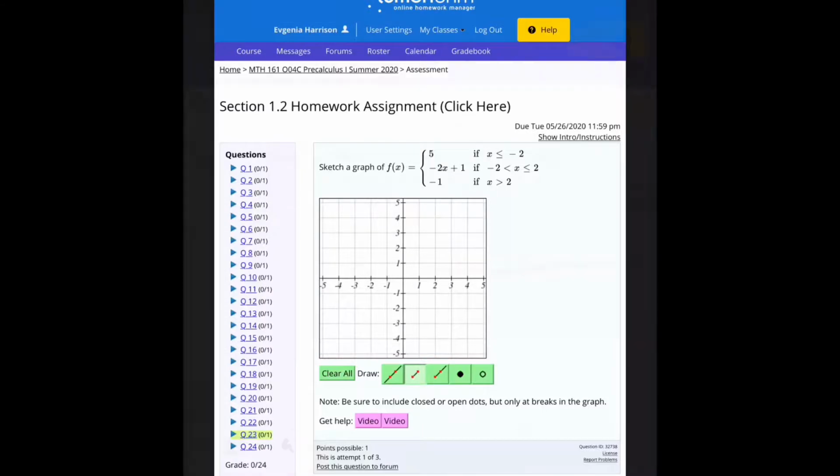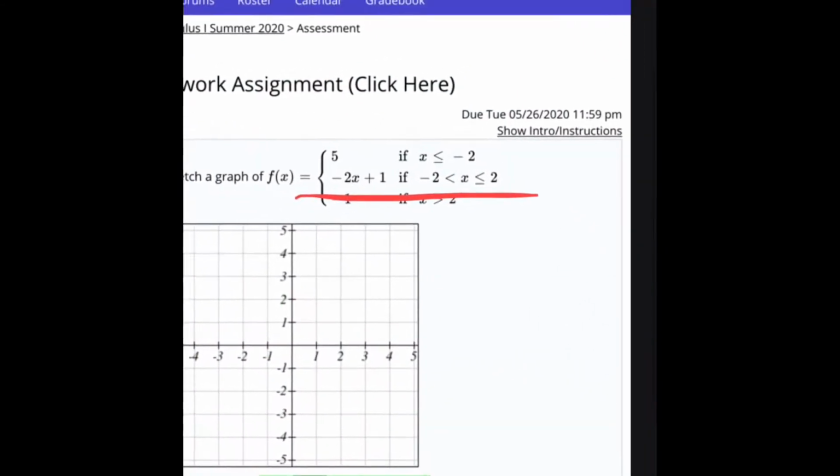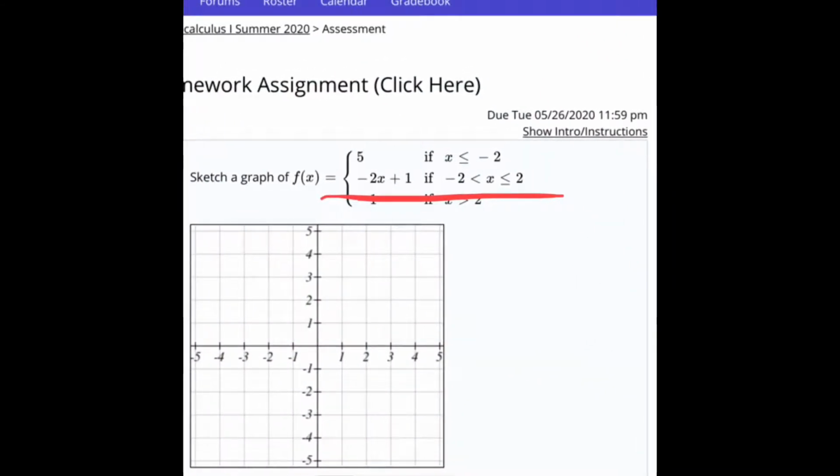Now let's take a look at the middle piece. That will be a line segment since x values go from -2 to 2. In order to graph the line segment, you will have to substitute each endpoint into the expression. Let's start with -2. We'll get -2 times -2 plus 1. That will give us a 5. And if you substitute +2, we'll get -2 times +2 plus 1, which equals -4 plus 1, gives us -3.